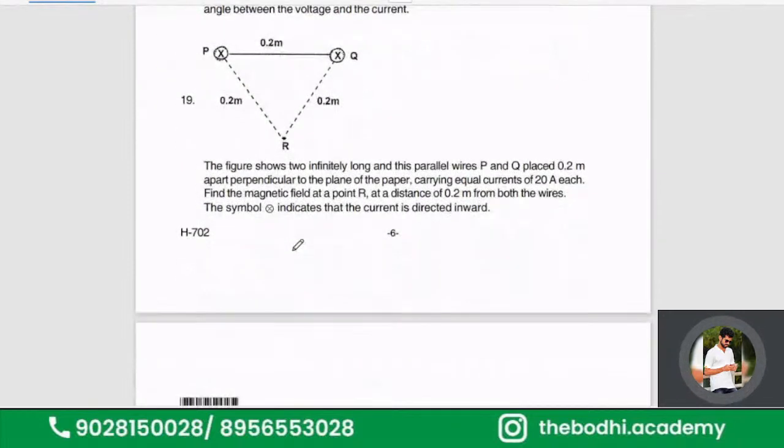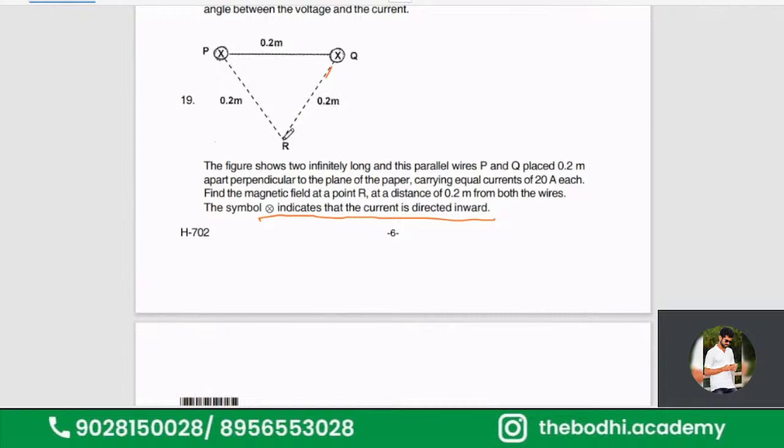19th is a question. The figure shows two infinitely long and parallel wires P and Q placed 0.2 meters apart, perpendicular to the plane of the paper, carrying equal currents of 20 ampere each. Find the magnetic field at a point R at a distance of 0.2 meters from both of the wires. Okay, very simple. We have P and Q. The cross symbol indicates that the current is directed inwards. So here also current is coming inside, here also current is coming inside.